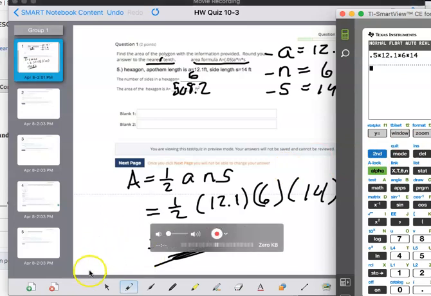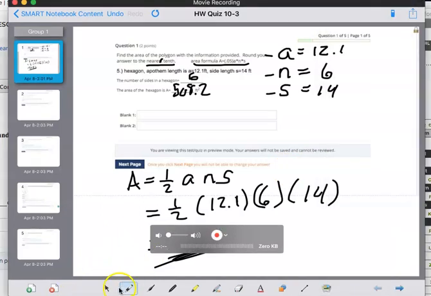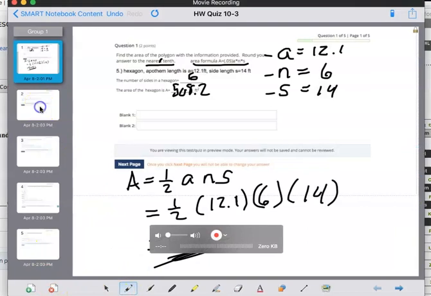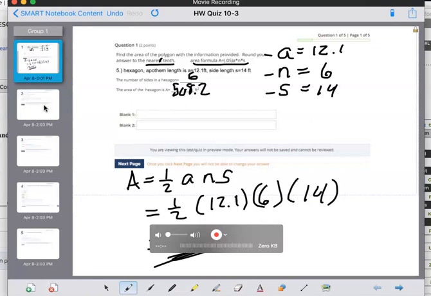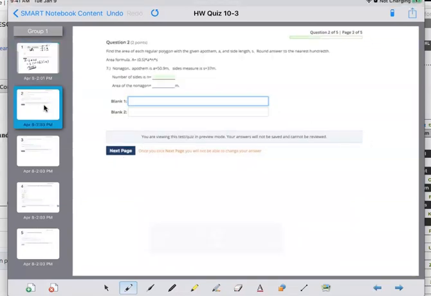Now, sliding on to our next problem. In problem 2 on this example test, I'm asked to find the area of a regular polygon with the given apothem and side length. Round to the nearest tenth if possible. Now, a nonagon has an apothem of 50.9 meters. The side measures 37 meters. Keep in mind, a nonagon is a 9-sided figure.